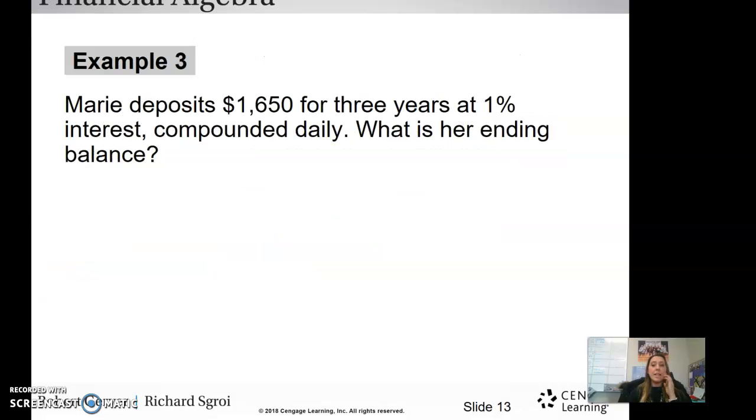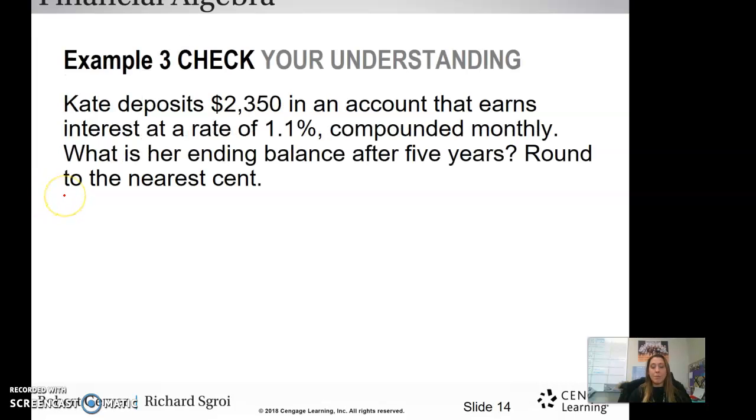Alright, so this one is the same one we did the day before. We've already done this, but I wanted to go over it one more time, but we're actually going to use these numbers for Kate. So we're going to put in our principal, which is $2,350, and our rate is 0.011. It's compounded monthly.